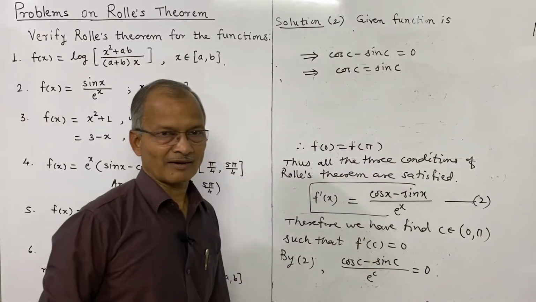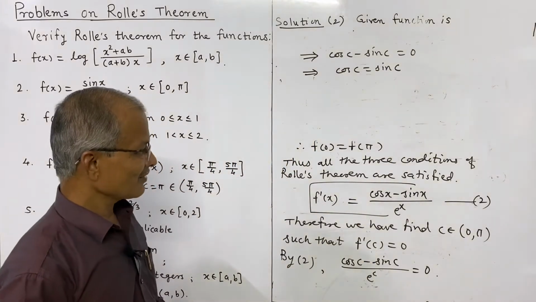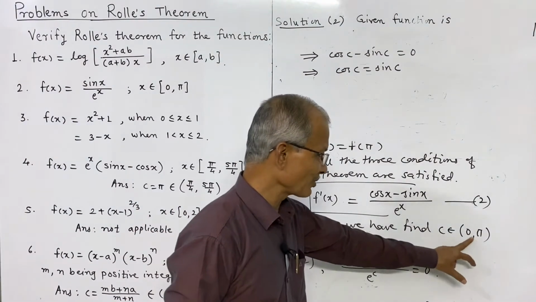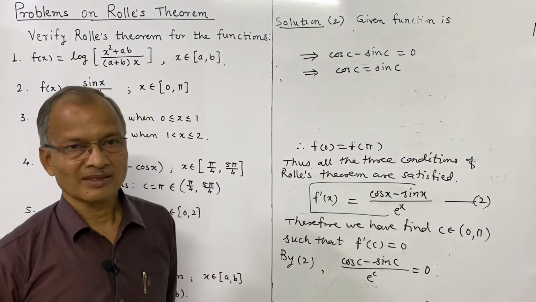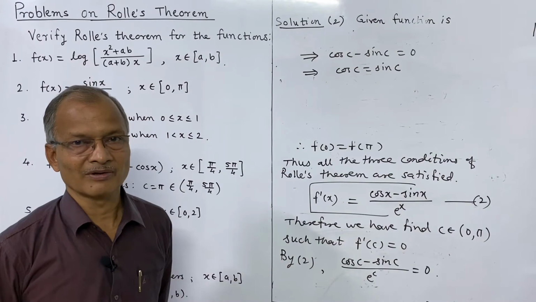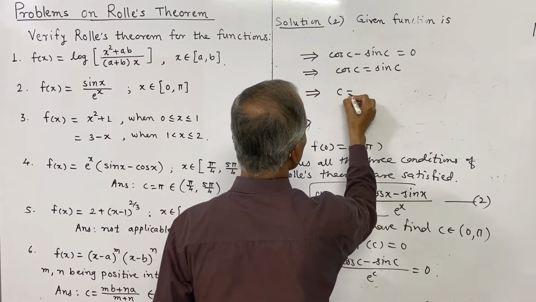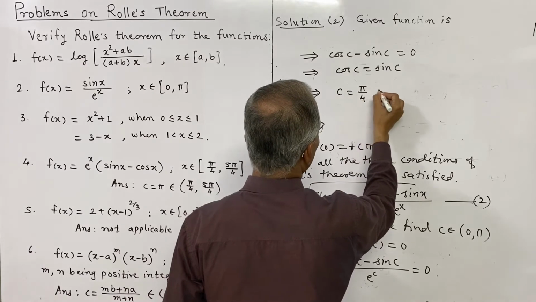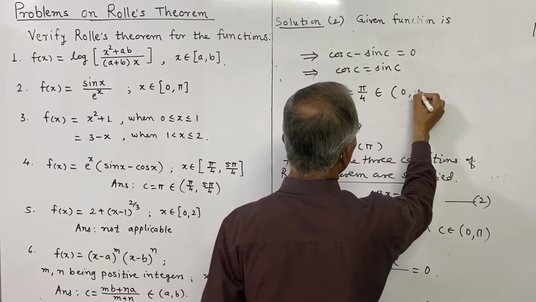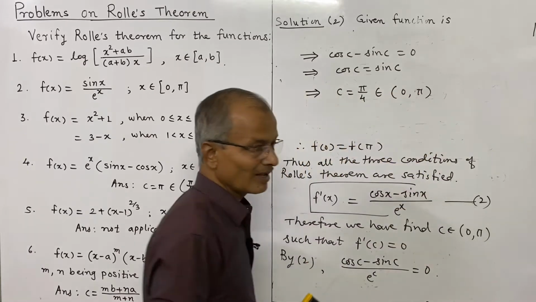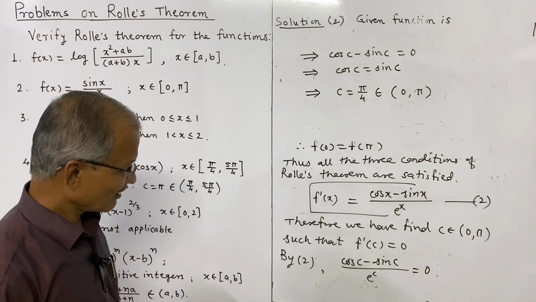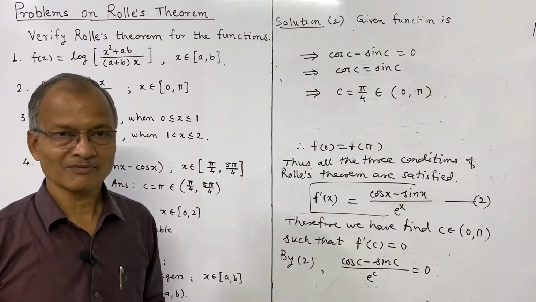Now for which angle are the cosine and sine equal in this interval 0 to pi? We know that is pi by 4 or 45 degrees. So this implies C is equal to pi by 4, and certainly this pi by 4 value is between 0 and pi, and hence Rolle's theorem is verified.